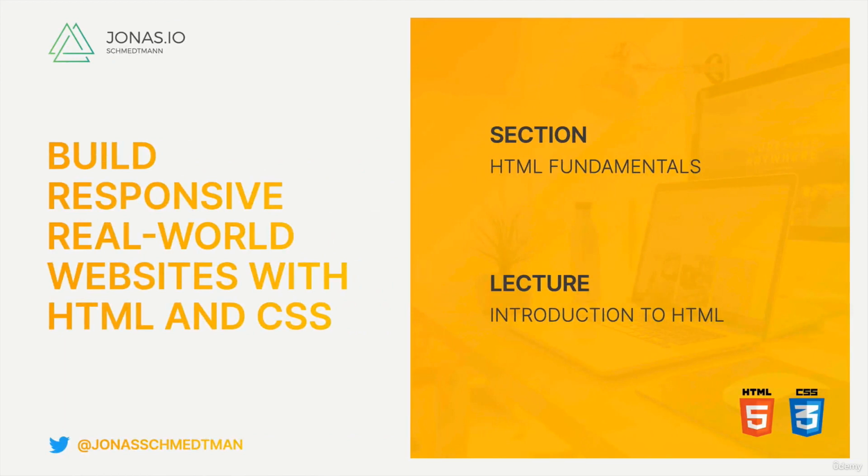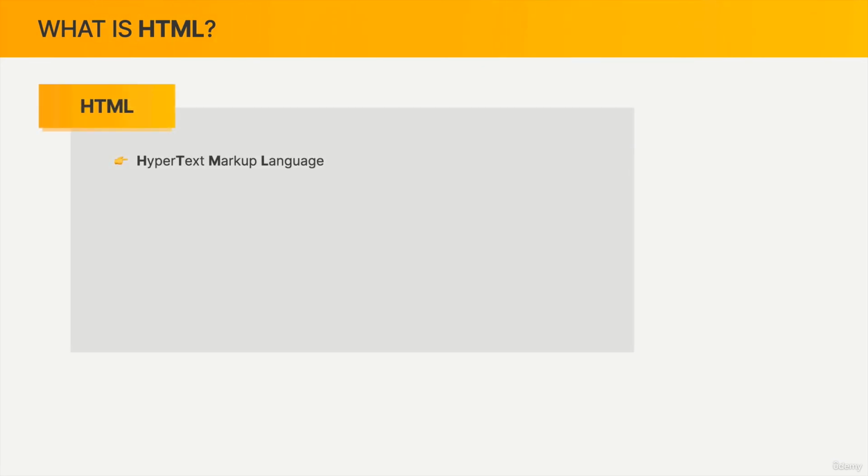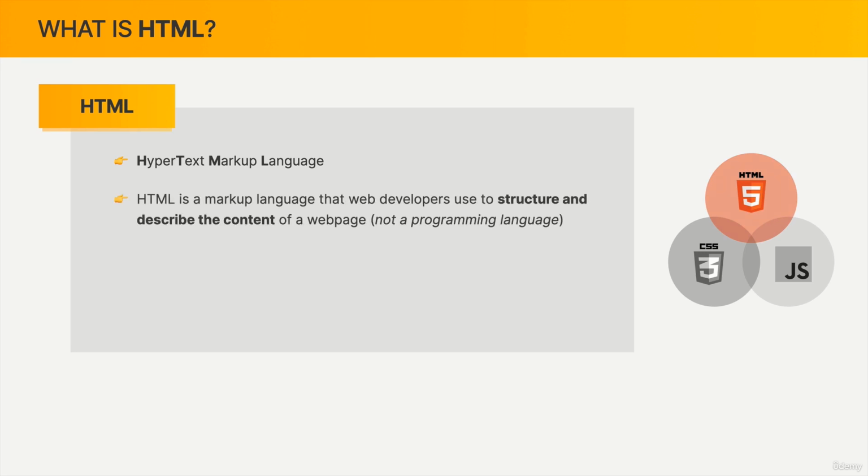Welcome back. Let's now very quickly learn what HTML actually is and what we can do with it. Basically, HTML stands for Hypertext Markup Language. And remember how we learned earlier that HTML is one of the core web technologies along with CSS and JavaScript, right? Now, HTML is a markup language that we web developers can use to structure and describe the entire content of any web page. Notice how I said markup language, because HTML is really not a programming language.